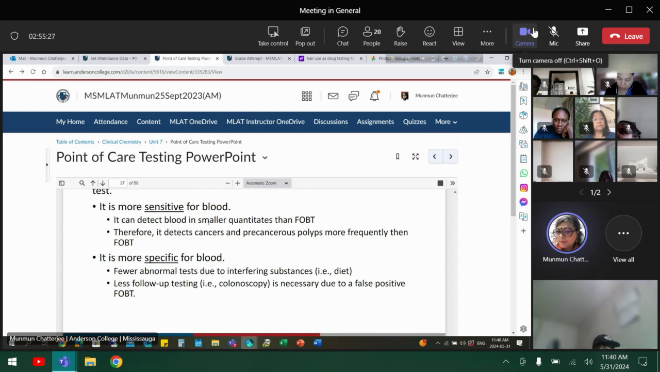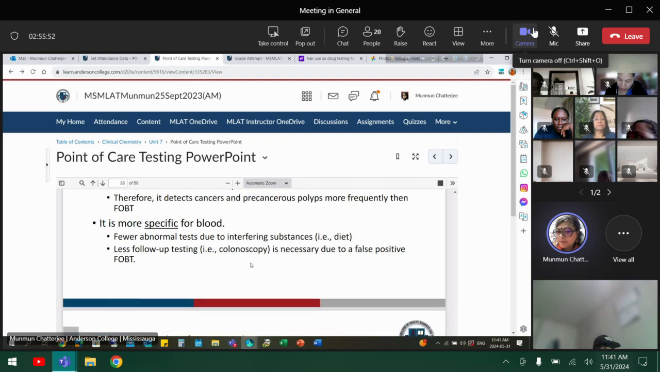So it is more sensitive for blood. It can detect blood in smaller quantities than the chemical test. That's why this is more sensitive. It detects cancer and precancerous polyps more frequently. If there is a precancerous polyp which may lead to cancer, it is more specific for blood testing.